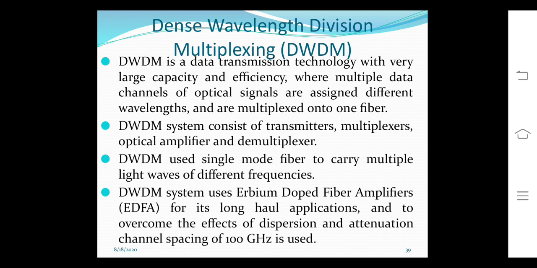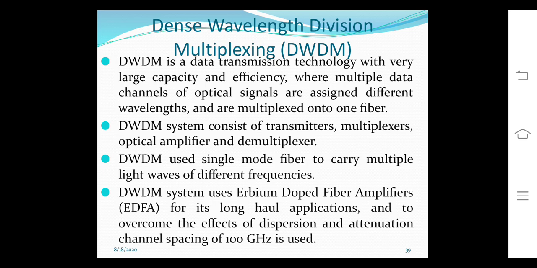Coming to dense wavelength division multiplexing, which is DWDM. DWDM is a data transmission technology with very large capacity and efficiency, where multiple data channels of optical signals are assigned different wavelengths and are multiplexed onto one fiber. So dense WDM will have more capacity than the normal wavelength division multiplexing, which increases the capacity of WDM.